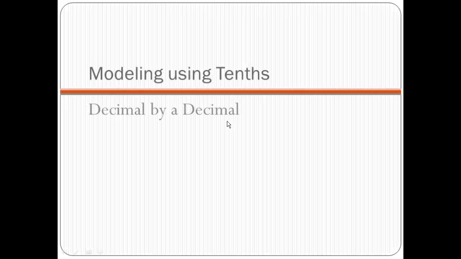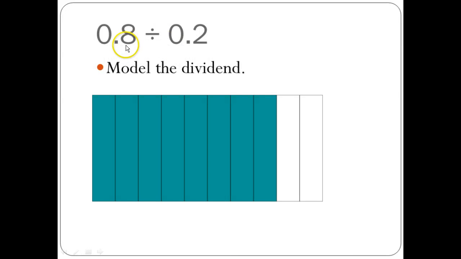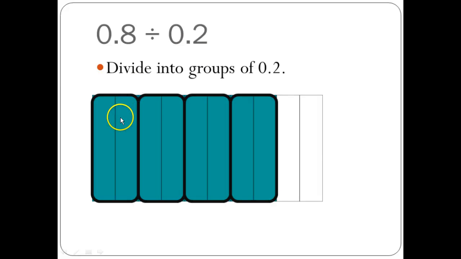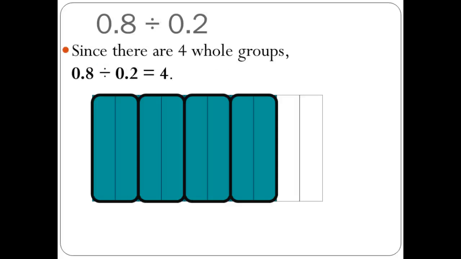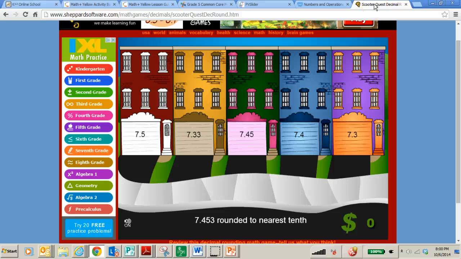When you divide tenths by tenths, here we have 10, but only 8/10 are shaded, but we want to divide by 2/10. How many 2/10 can fit? Well, we have one group of 2/10, another group of 2/10, another group of 2/10, and another group of 2/10. We have 4 groups of 2/10. So 8/10 divided by 2/10 is 4.